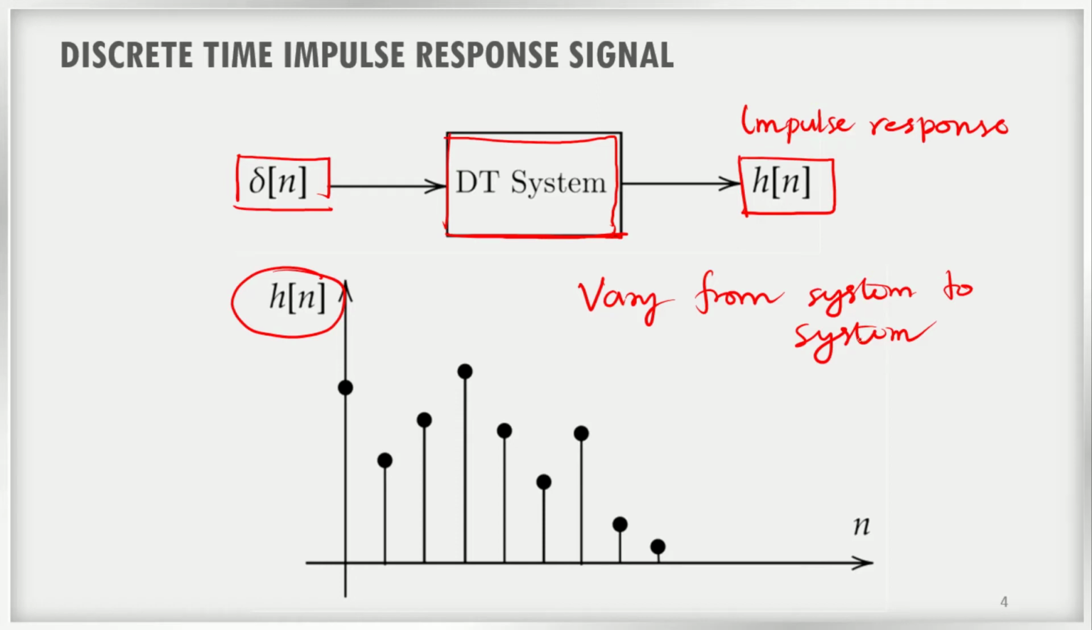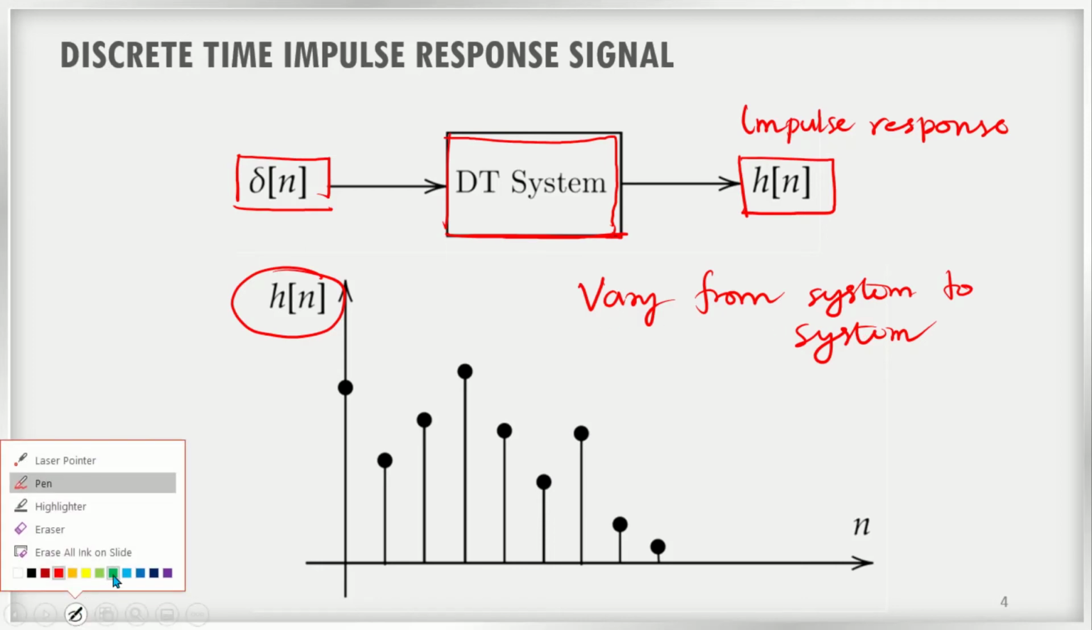For example, if you try to beat somebody, maybe your friends, beating is an example of an impulse, and how they react is known as the impulse response. When we beat somebody, some people may smile, some people may get angry, some people may beat us back, right? So we cannot predict it. So the impulse response will vary from system to system.